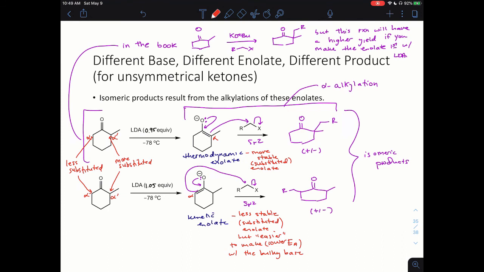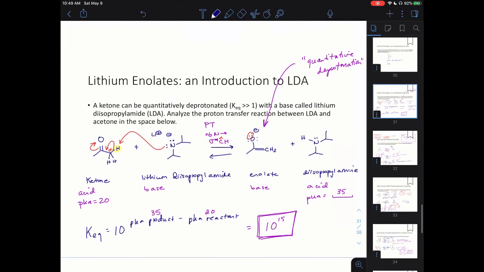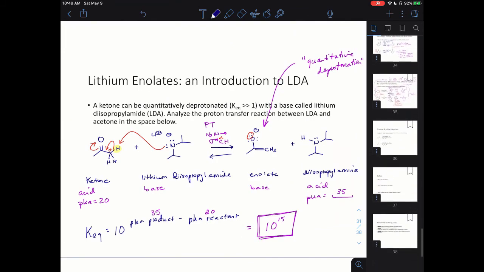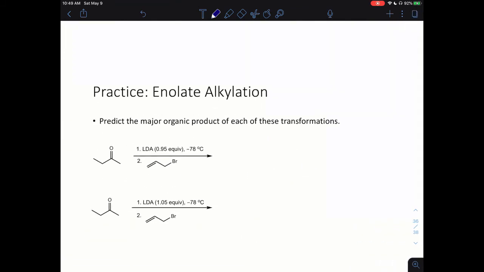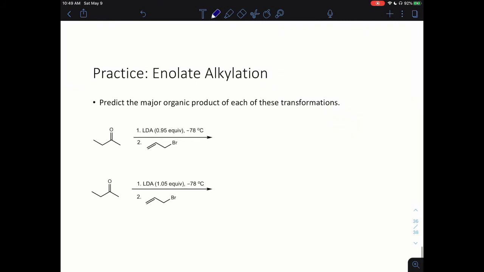And again, it is best done with these lithium enolates that you have quantitatively 100% generated using LDA with that large equilibrium constant that we discussed on this slide. Okay, you try. Let's predict the products of these reactions.